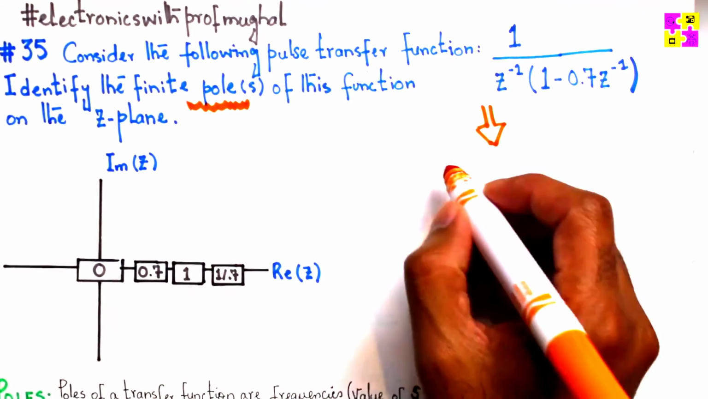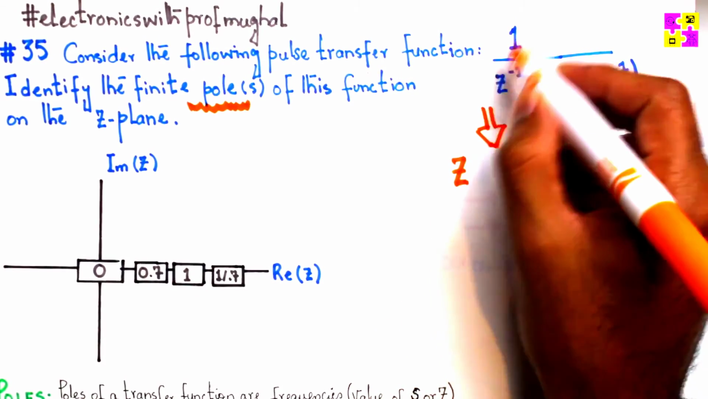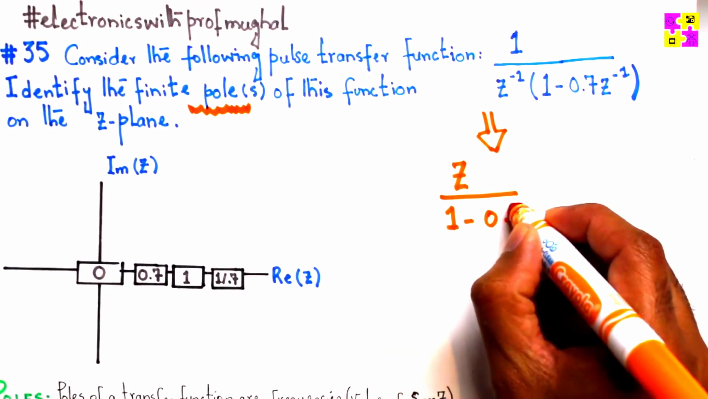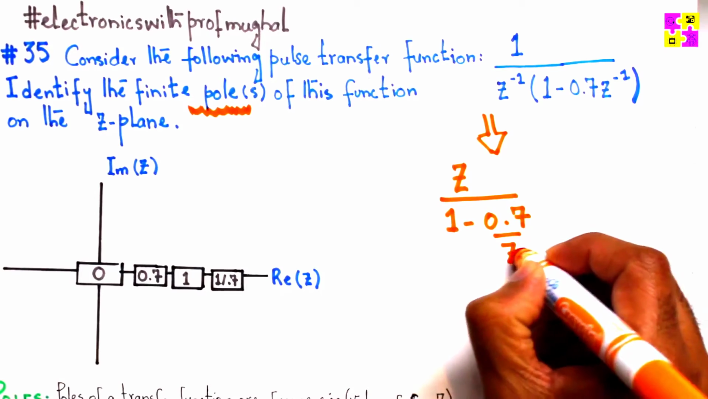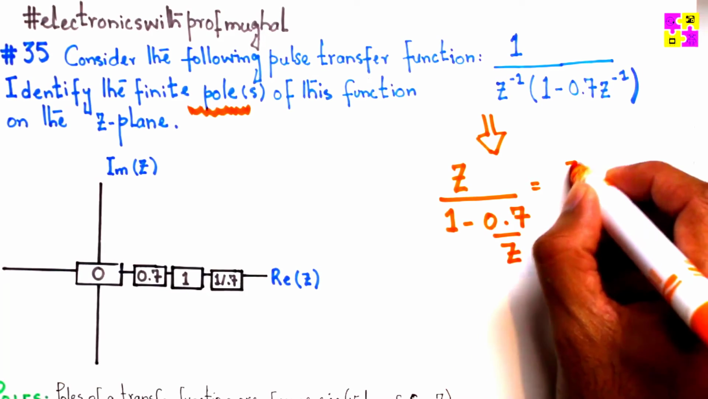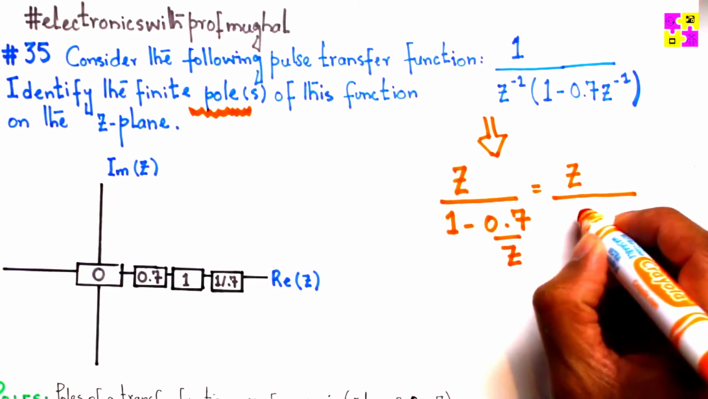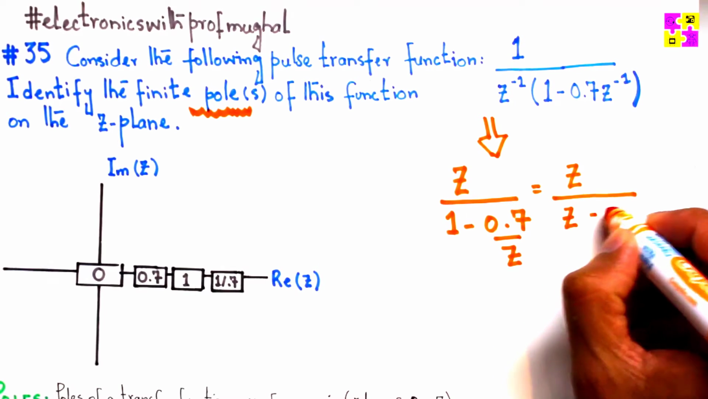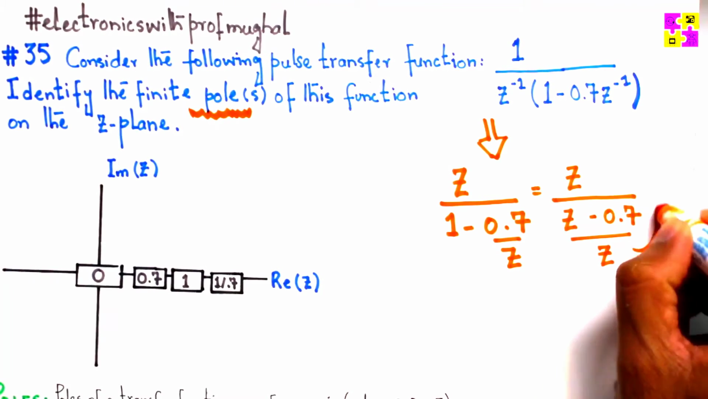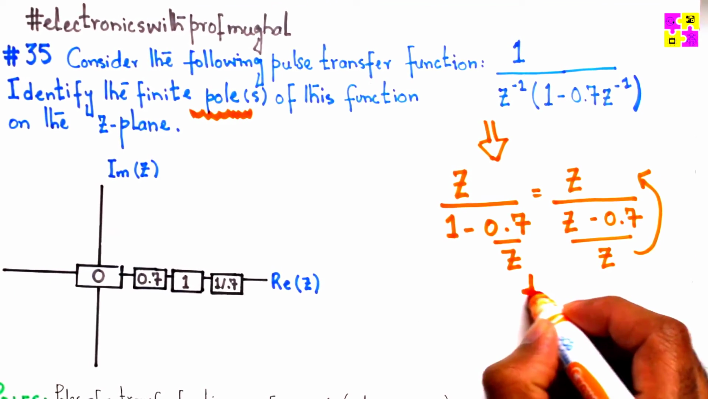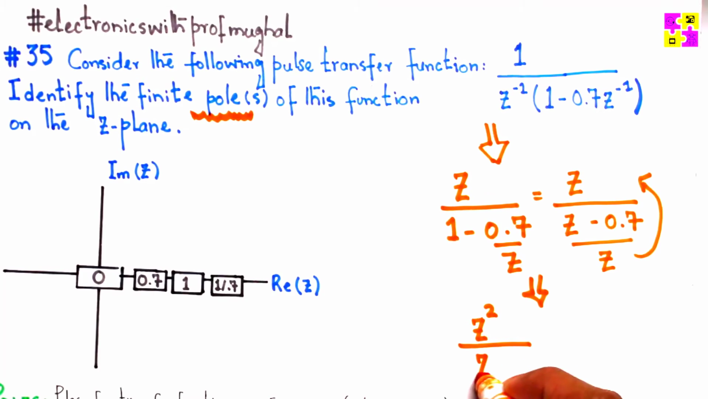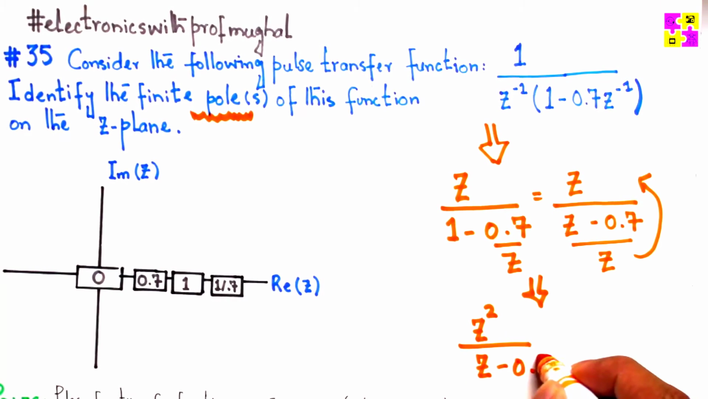Okay, now the above equation can be written as, if I take this z inverse in the numerator, this becomes z over 1 minus 0.7 over z, right? If I take a least common factor here, the numerator will stay as it is, and this becomes z minus 0.7 over z. This z is going to move over here. So the above equation can be further transformed as z square over z minus 0.7.